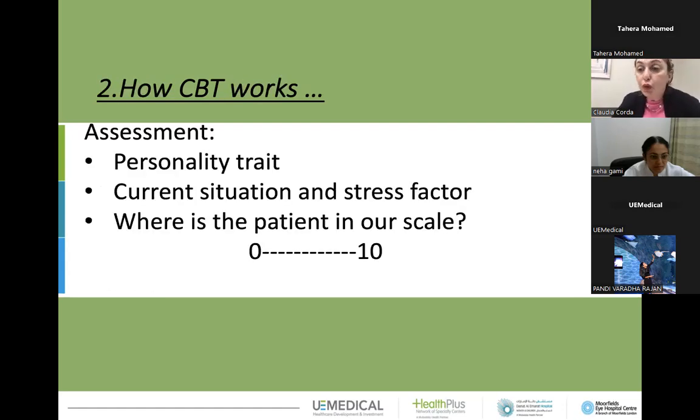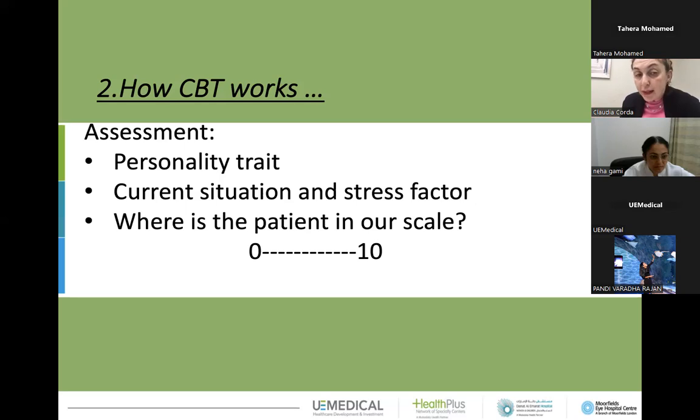So what do we need to do to understand what the problem of the patient is? First of all, we need to understand which is the personality trait. Is my patient an obsessive, like me? Is my patient an avoidant personality? Is my patient a narcissistic personality? Which type of personality they have gives me the information of how they work, how they function on a normal daily basis.